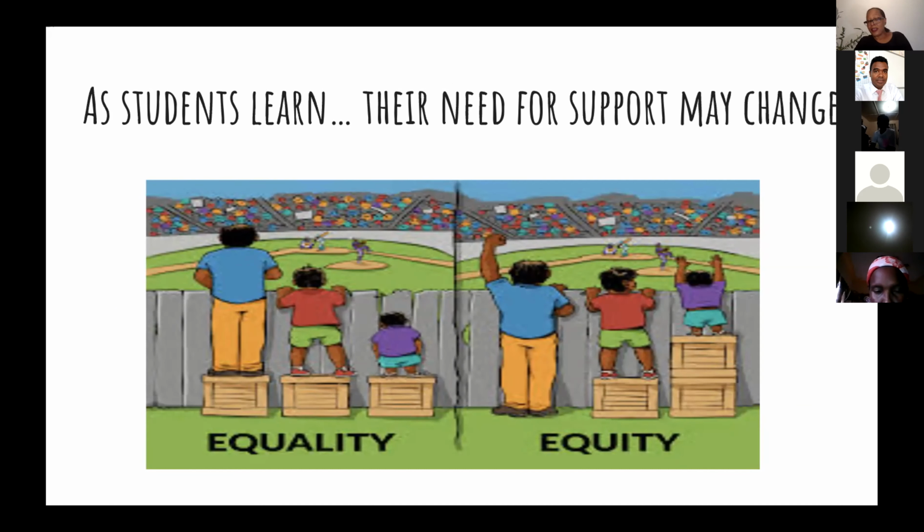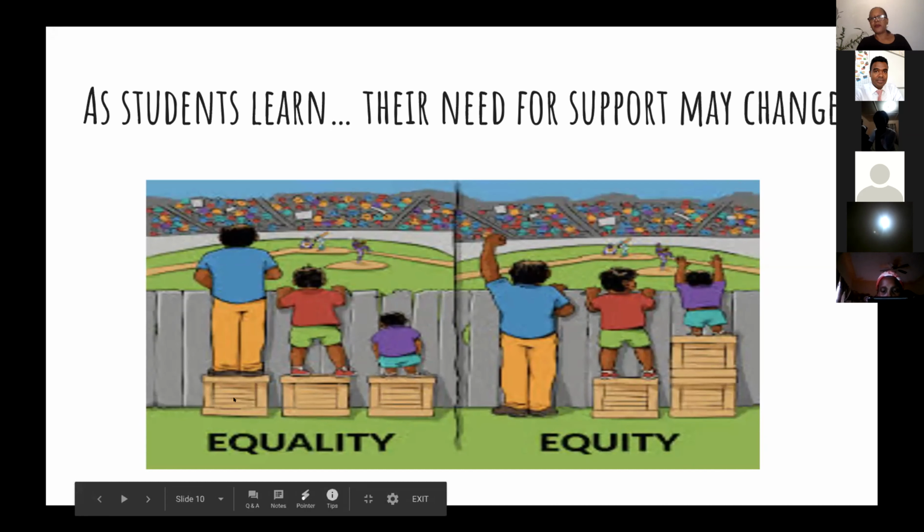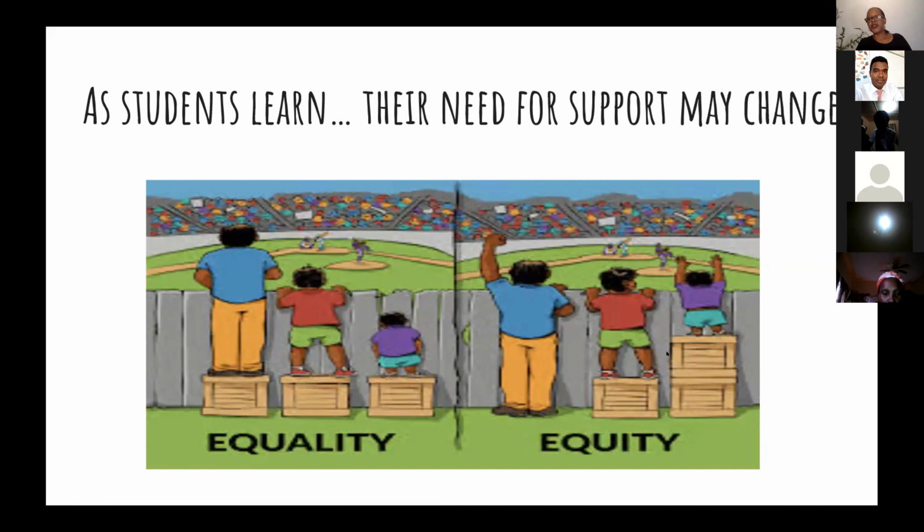Some of you may have seen this already, but it is my favorite graphic, and I use it every single time. People are going to get so sick of it, especially at my school, but I need to drive home the point. It's not about everybody receiving the same thing. That doesn't help. It's about each person receiving what they need to be successful.